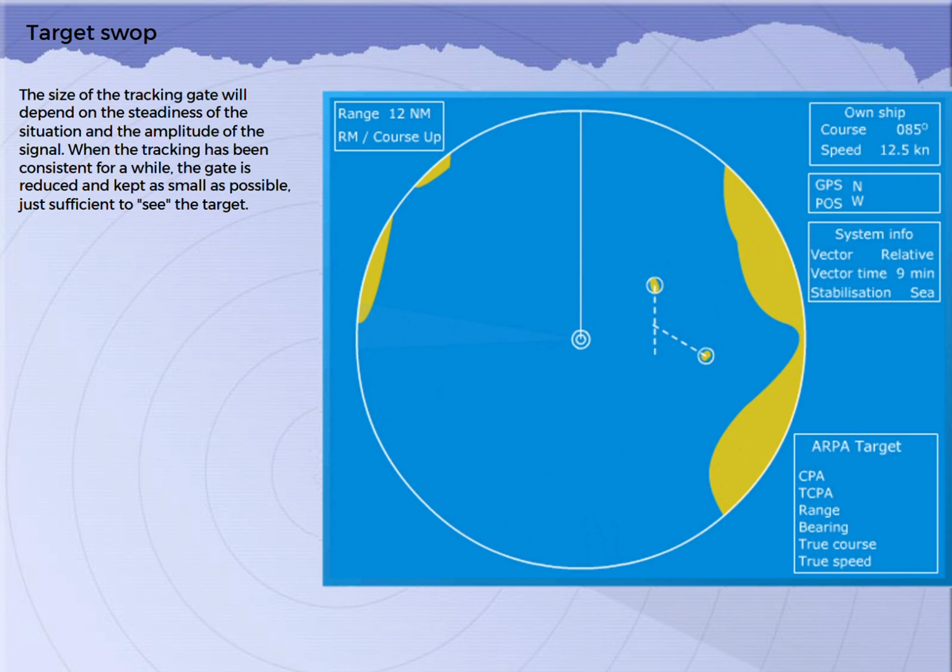The size of the tracking gate will depend on the steadiness of the situation and the amplitude of the signal. When the tracking has been consistent for a while, the gate is reduced and kept as small as possible, just sufficient to see the target.